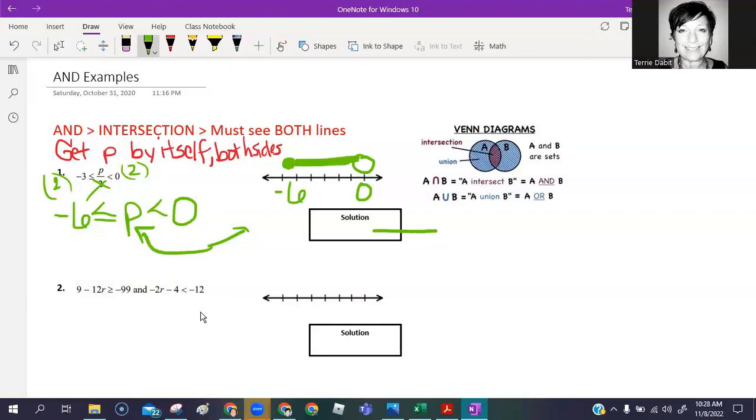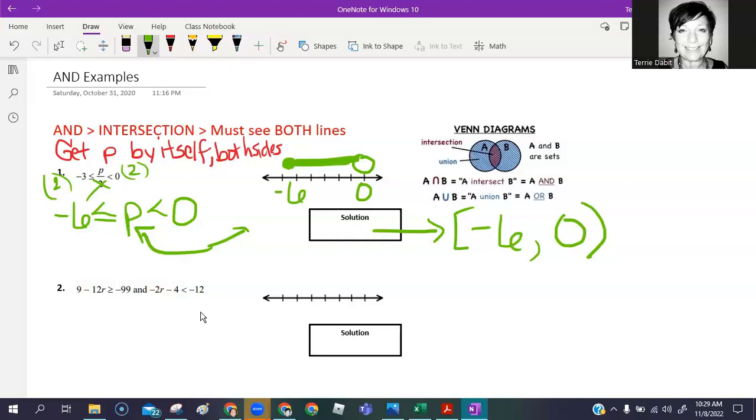So to write our solution in interval notation, where does it start? It starts at -6. It includes the -6 because that's a bracket. Then you put a comma, and then you put where it ends. It ends at 0, but it does not include the 0. Therefore, the 0 has a parentheses.